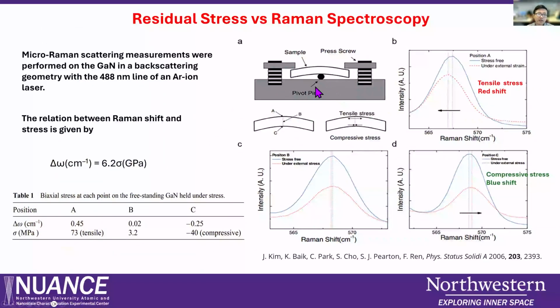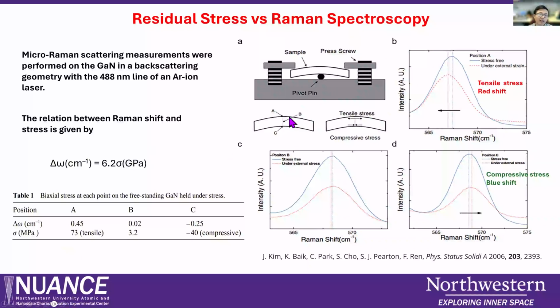Another example is strain and stress. Also using Raman, we can analyze strain and stress. This is a gallium nitride sample. If we press this gallium nitride sample, we can see here different positions, A, B, C.